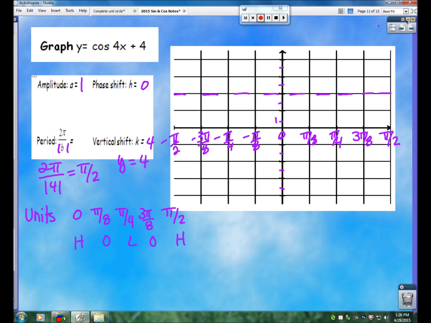All right, starting my pattern again. All right, at 0, I'm high, so I'm up 1. At pi over 8, I'm at 0. At pi over 4, I'm low, so I'm down 1. At 3 pi over 8, I'm at 0. And at pi over 2, I'm high at 1. All right, let's continue the pattern. So I'm at 0, low, 0, high. All right, so here is this particular graph.